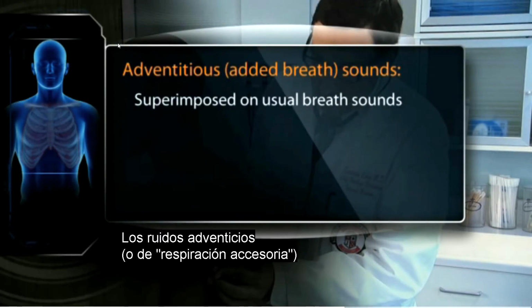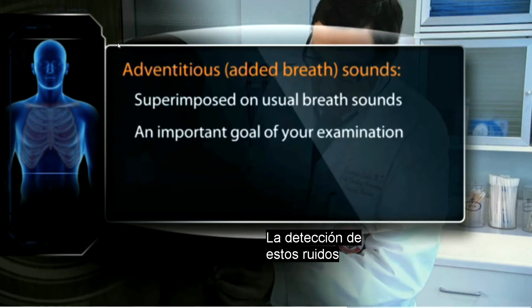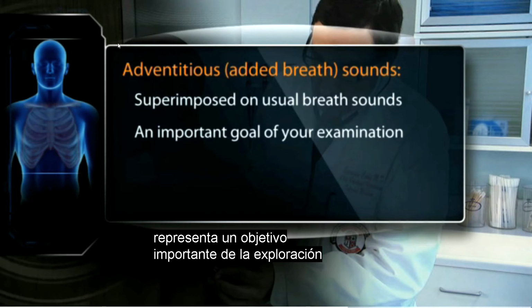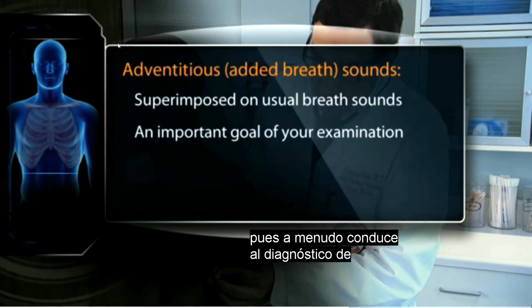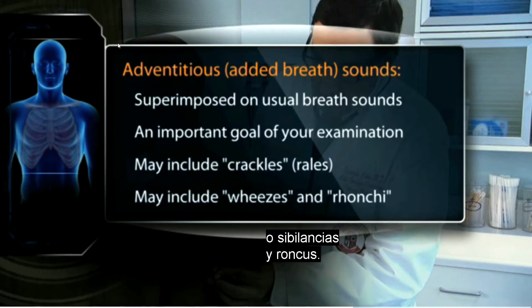Adventitious, or added breath sounds, are superimposed on the usual breath sounds. Detection of these sounds is an important goal of your examination, often leading to diagnosis of cardiac and pulmonary conditions. These sounds may include crackles, sometimes called rales, or wheezes and rhonchi.